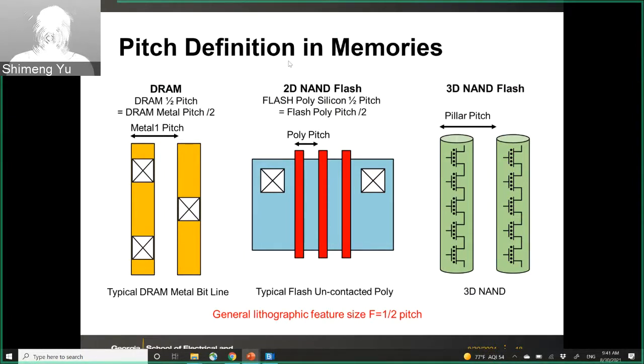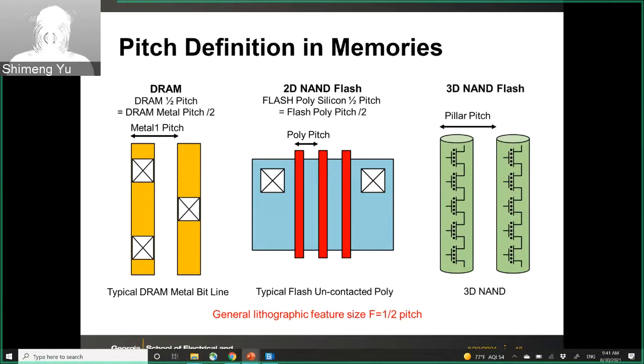But for the standalone memory, like DRAM and NAND flash, the definition of the pitch is a little bit different. For the DRAM, F is defined as the metal one half pitch.